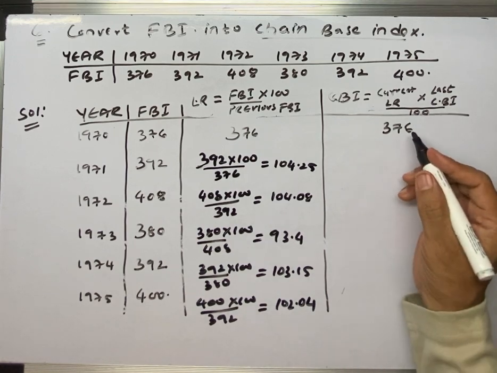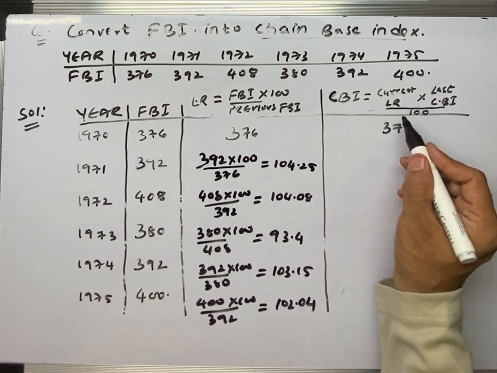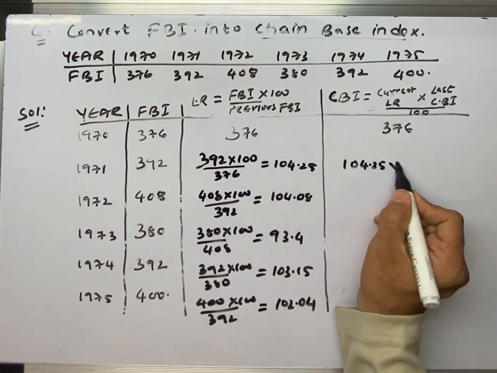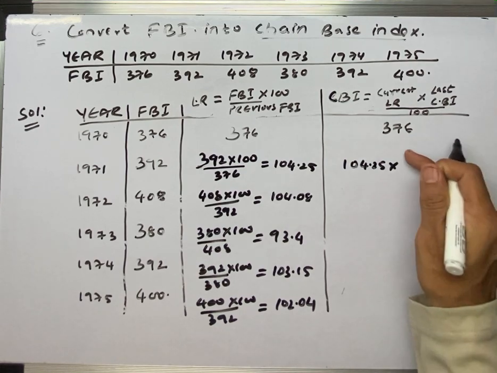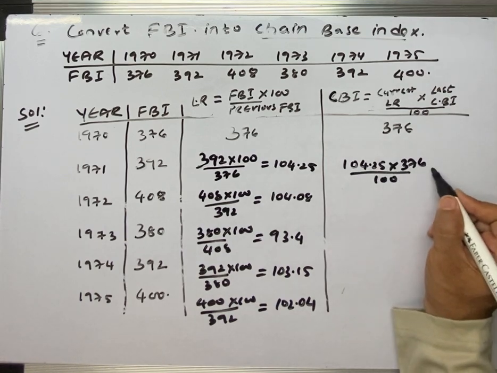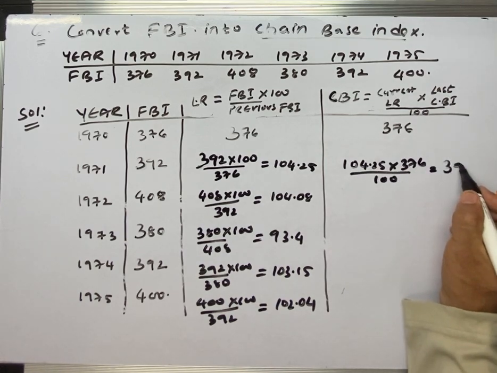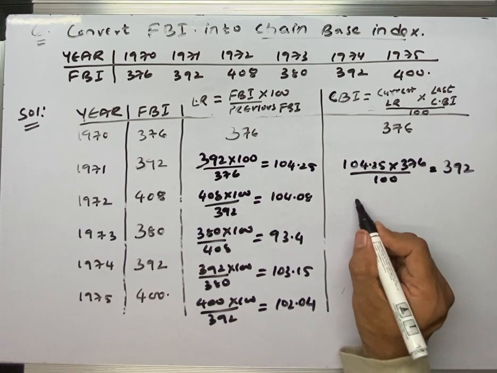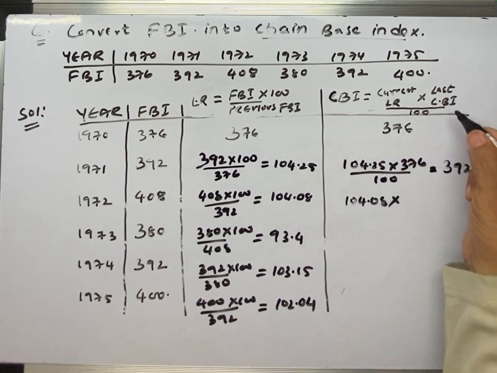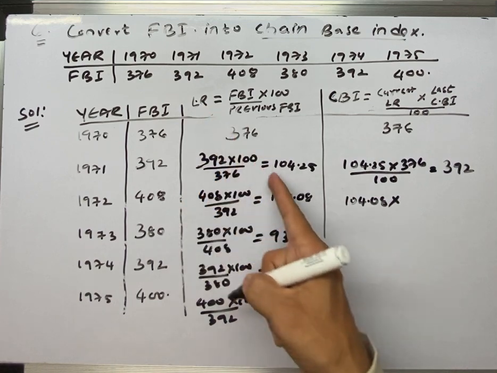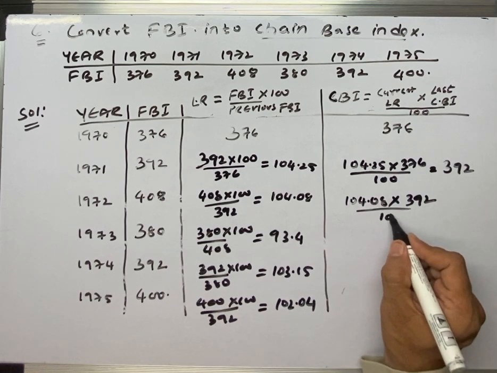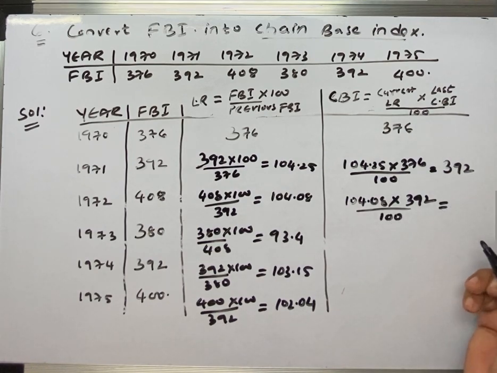Then we have to find this CBI, which equals current link relative into last year CBI. CBI means here only, last year CBI 376 divided by 100. So you will get approximately 392. 391 point one is 392, you can write. Then current year LR, this value 104.08 into last year CBI, this one is a link relative. We have to take last year CBI 392 divided by 100. So what you will get? 408.